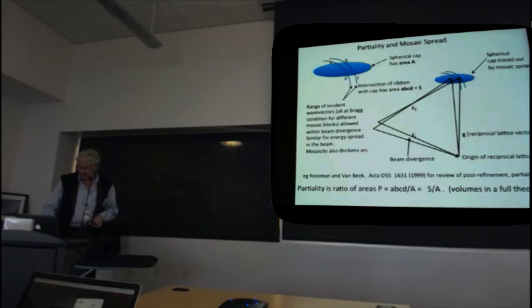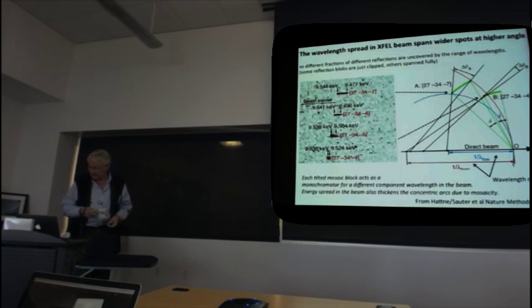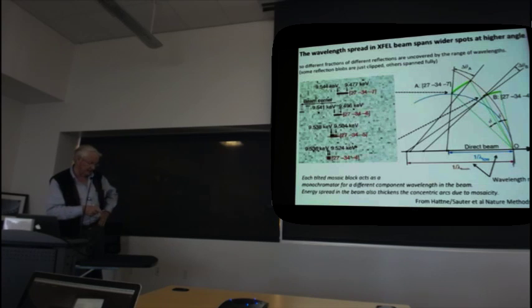Now, all this has been explained, and I mentioned here Michael Rossmann's review paper, which this paper in '99 refers to, all the early work where the theory was worked out originally. This is taken from Nick Sauter's paper, which recently came out, and you see beautifully here this effect as the spots, this is experimental data, are moving out in angle, how they get larger, and it's described in detail over here with a detailed construction. So each tilted mosaic block acts as a monochromator for a different component wavelength in the beam, and the energy spread in the beam also thickens the concentric arcs due to mosaicity.